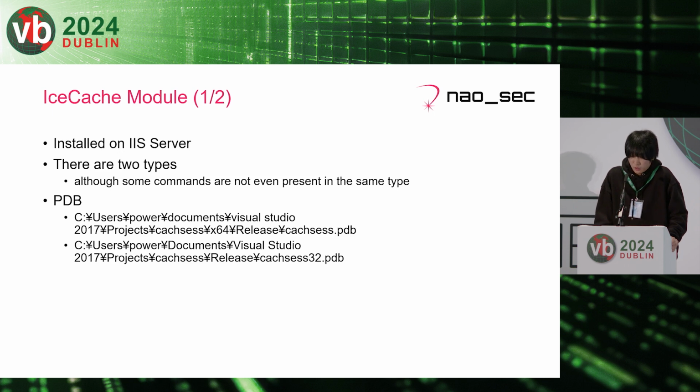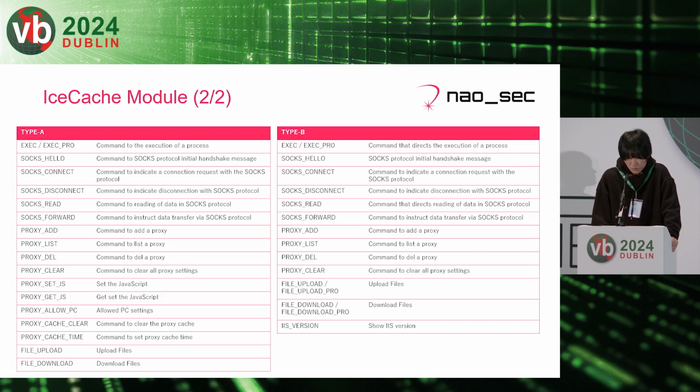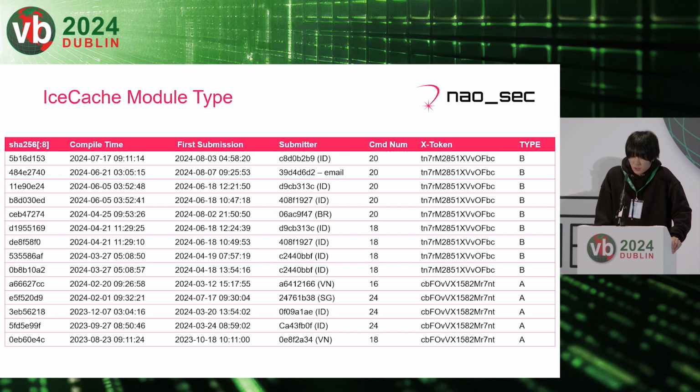We found a file with remaining PDB information. Their files were developed by a user named Power in a project called Cassis. The number of commands changes over time, but it includes command execution functions, SOCKS proxy functions, and file transmission functions. These are the IceCas modules found so far.